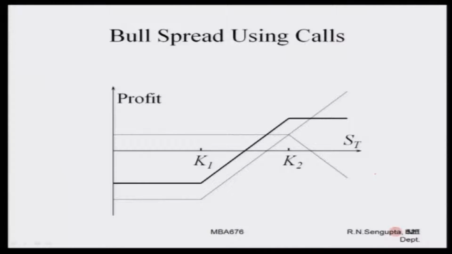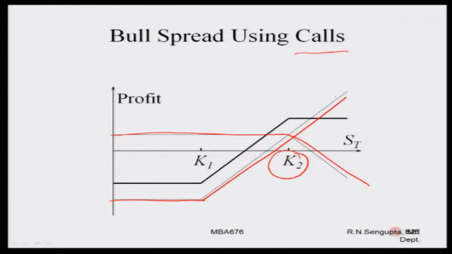So, first for the case of bull spreads. Now, you basically have to use options only, and these are calls. So, this is one with the same time duration, but the price is different, K2. Another option with the same time duration, K1.